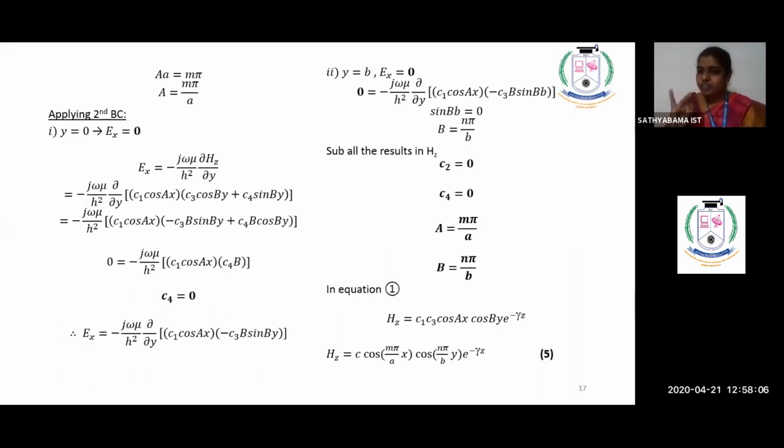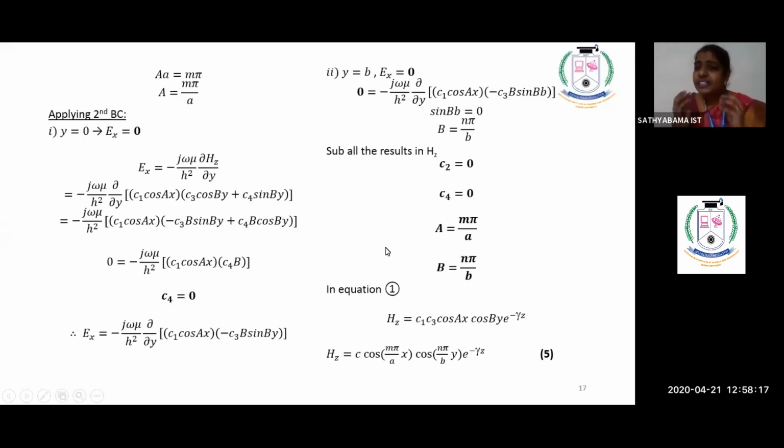The four answers I have got, you can see on the right hand side: C2 was 0, C4 became 0, capital A gave me m pi by a. Here m is a constant. M is called what? It is an integer varying from 1, 2, 3, etc. N is also a constant varying from 1, 2, 3, etc. So A and B are represented in terms of m and n. What is the meaning of m? M is the variation of integer along the x direction. N is the variation of integer, 1, 2, 3, along the y direction. Understood? Because x and y directions exist for your rectangular waveguide. So that is what we have got.